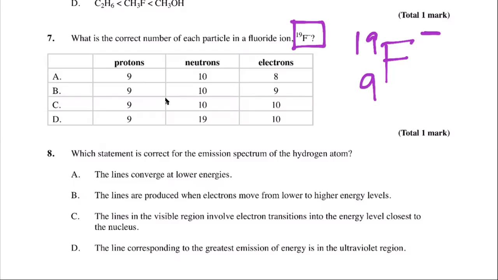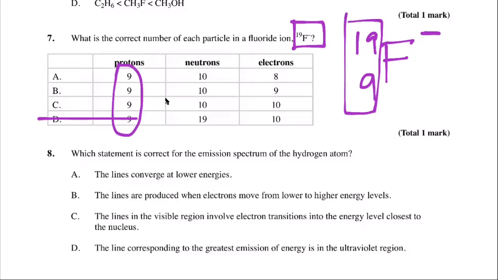Protons are pretty easy because actually all the answer choices are the same, so I don't really even need to check the protons. They're all 9. How many neutrons is this going to have? 10. Yeah, so it's going to have 10 because remember I would subtract 19 minus 9. So I can get rid of D because D has the wrong number of neutrons. So now I've narrowed it down to A, B, and C. So now I need to look at the electrons, okay? Is it going to be 8, 9, or 10?